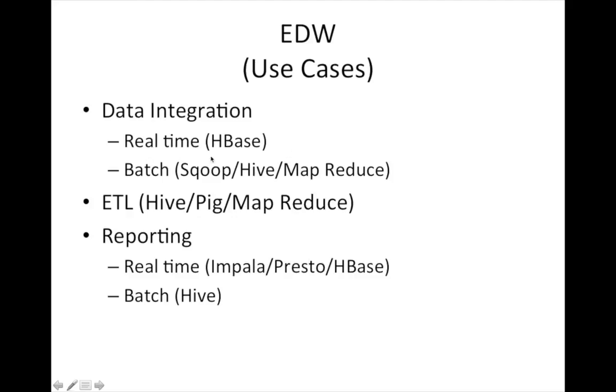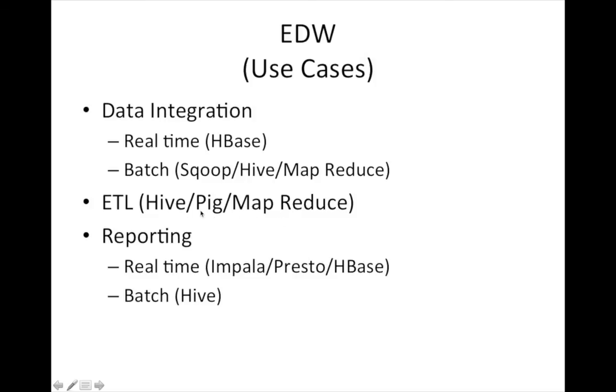If we have to integrate data in real time to our ODS or enterprise data warehouse, we might have to use a layer called HBase. HBase uses HDFS as file system, but it is out of the scope of the course, so I will not be focusing much on that. But if you have to integrate data in real time into enterprise data warehouse, typically you will do that with large dimensional tables. In that case, you have to consider HBase. For batch, we will be using Sqoop, Hive, and MapReduce to integrate data. And for ETL, we have to use Hive, Pig, or MapReduce.